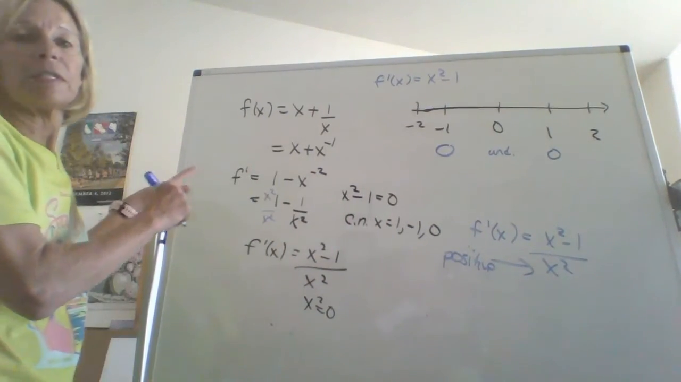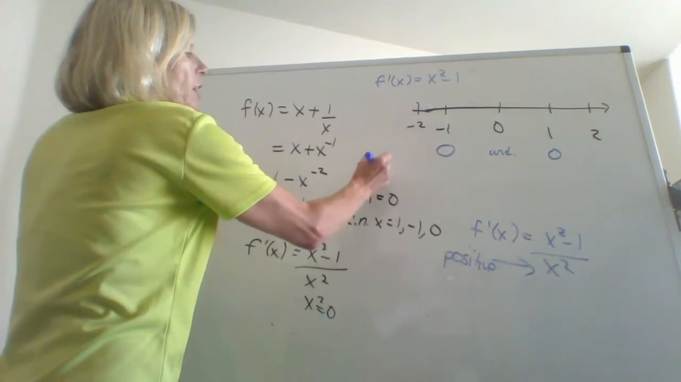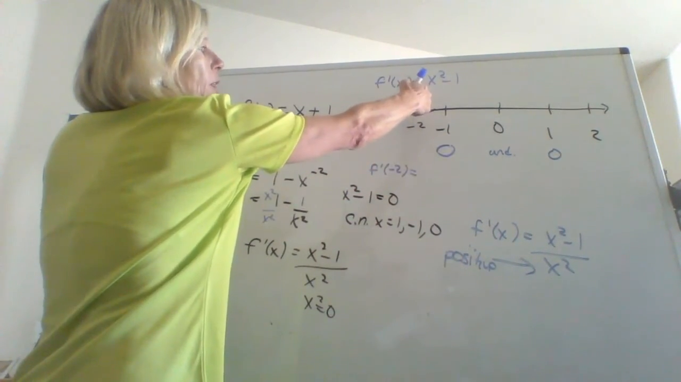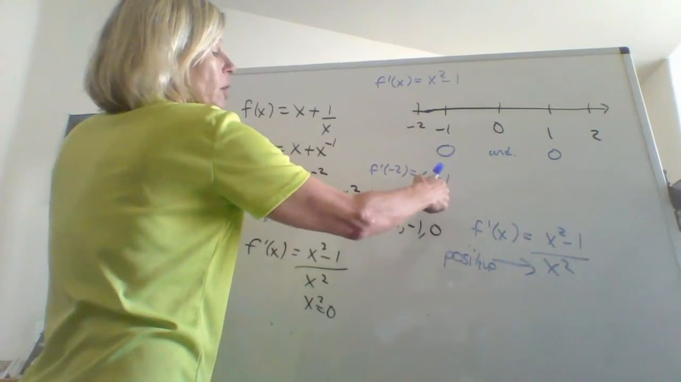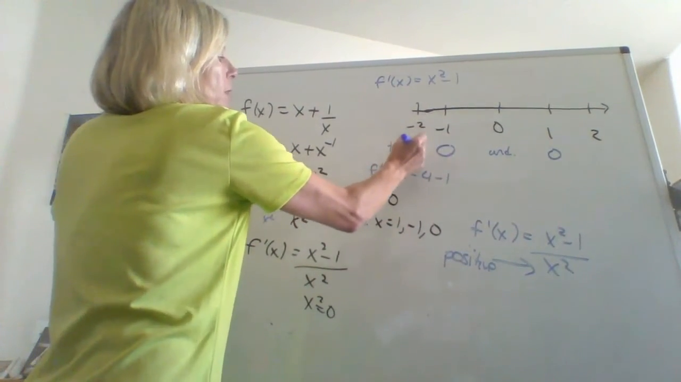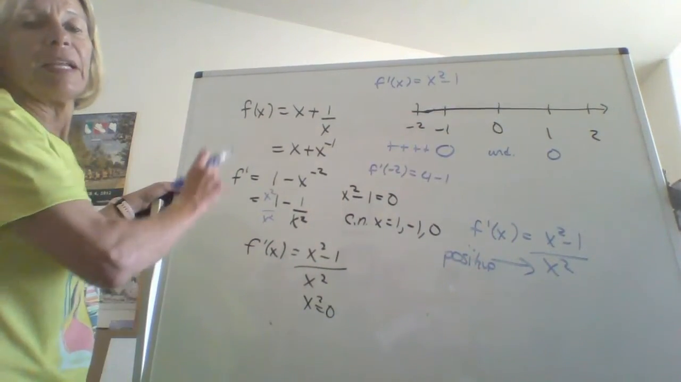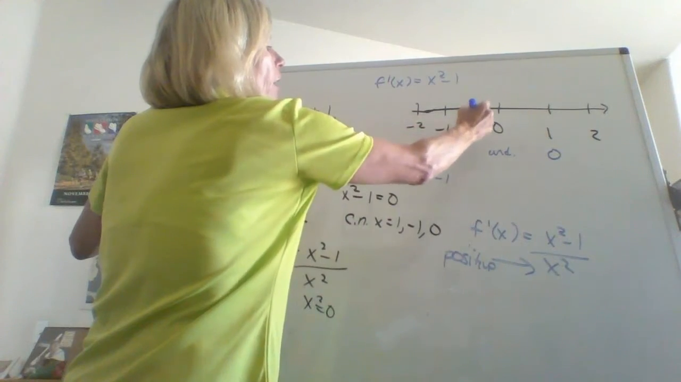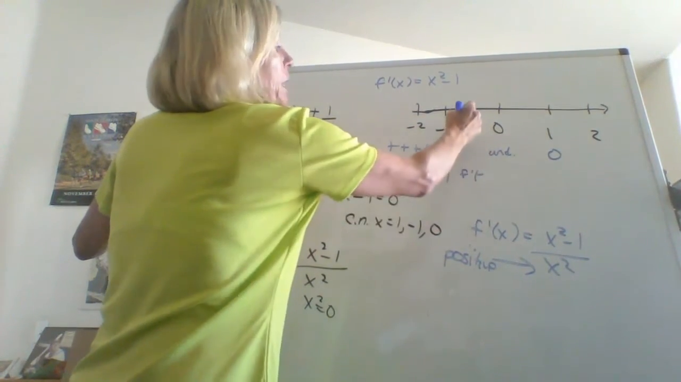I'm going to follow the same process like I did last time. If I look at f prime of negative 2, if I square negative 2, that's positive 4. 4 minus 1 is positive. Next, I'm going to pick a number between negative 1 and 0. I'm going to try negative 1/2.